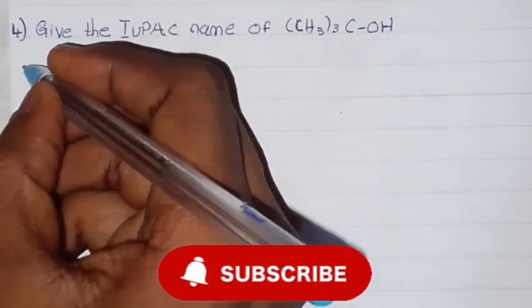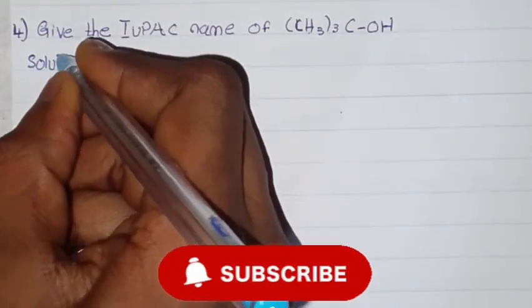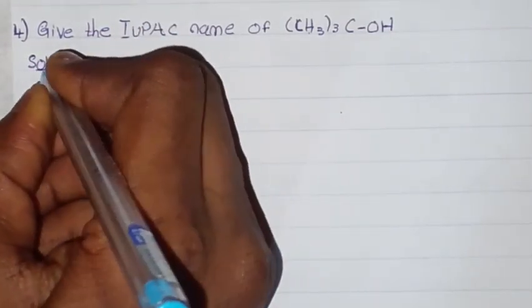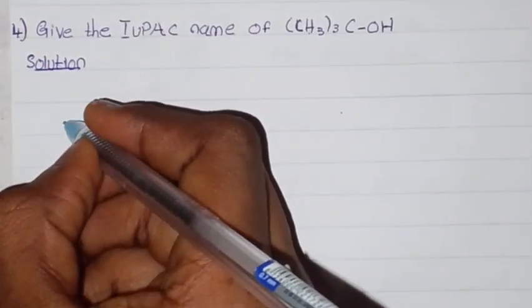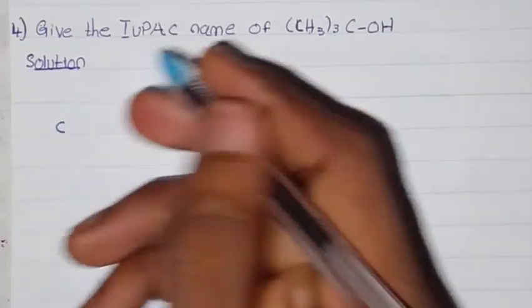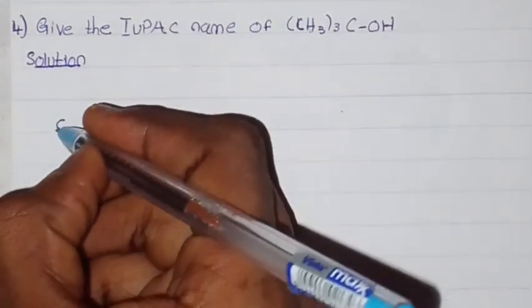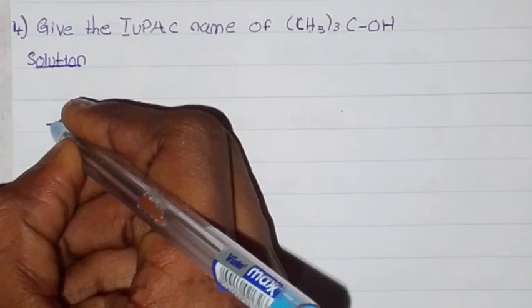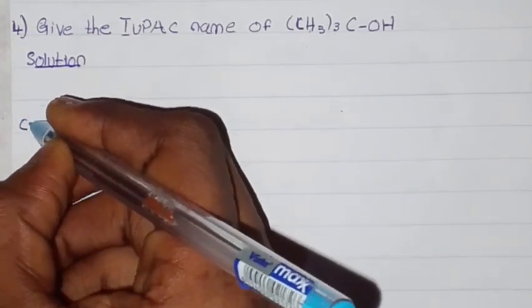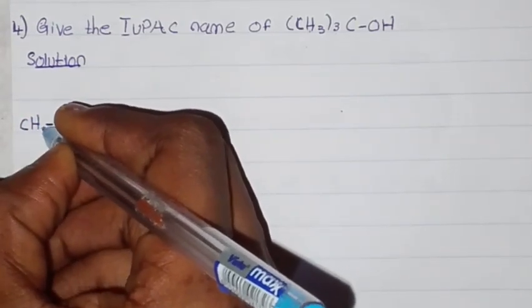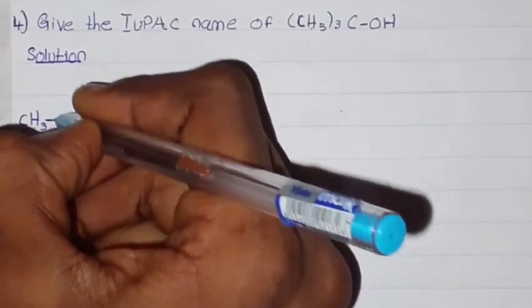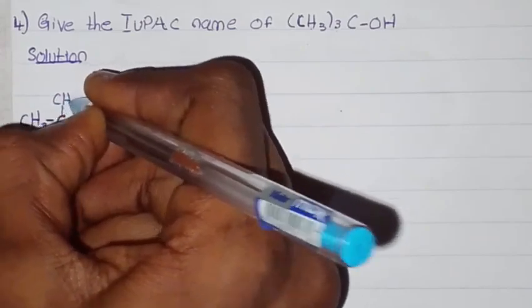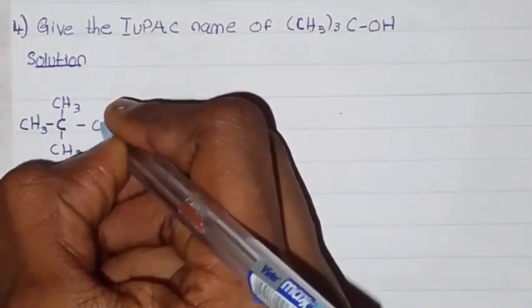Right, so let's go to the solution. As we did before, we're going to draw out the full structure so it's easier for us to name, and that becomes, we have carbon, right, CH3, we have 3 of it. Carbon is attached to here, let's just write CH3, right? Then we have another one here, we have another here, then we have the OH group, right? So this is the representation of it here.